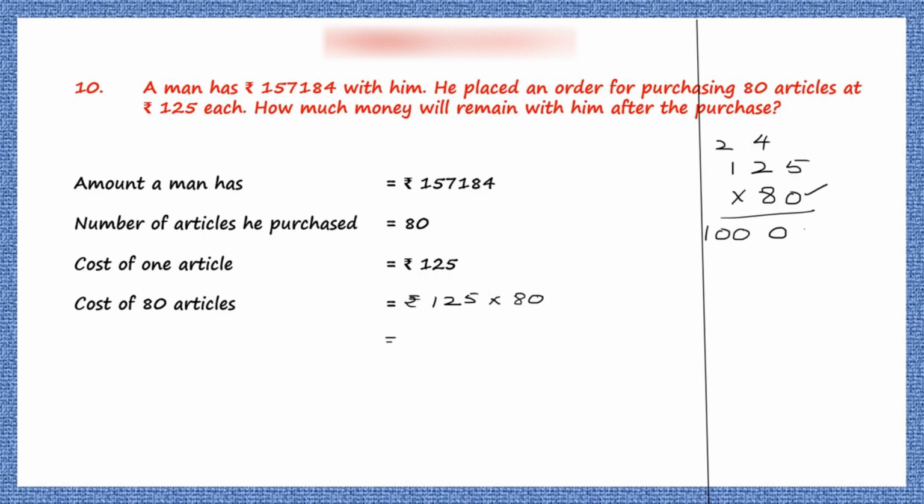Now let's add this 0. So what do we have here? 10,000. So 10,000 is the answer here. That means this is the cost of 80 articles. Cost of 80 articles is 10,000 rupees. So now we know how much he had in the beginning and we know the cost of 80 articles. That means he spent so much. Now we need to know how much will be left with him.